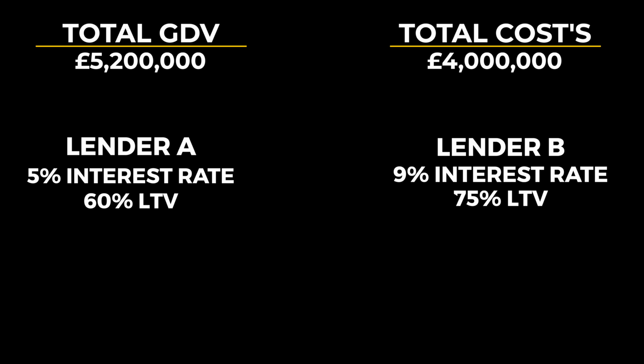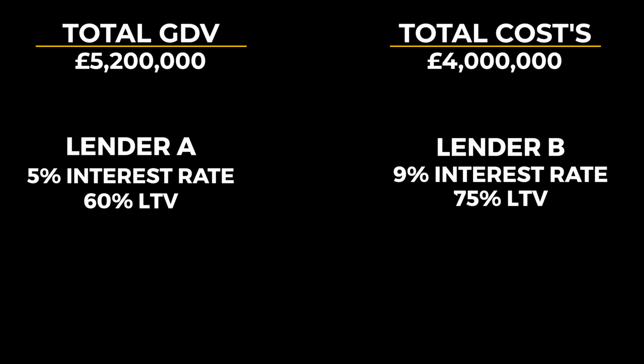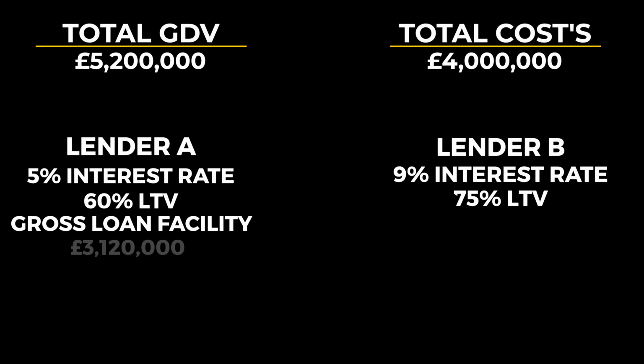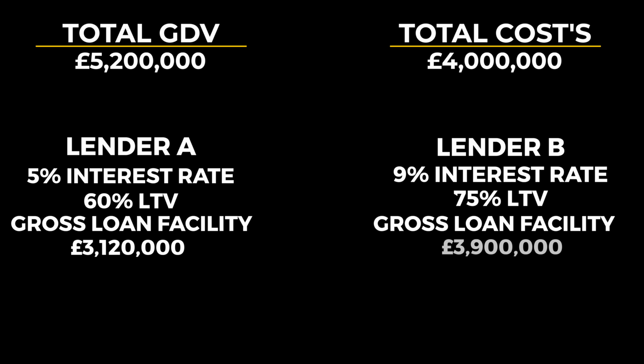If we just went with the cheapest, we'd instantly think that lender A is the better option because they are 5% versus 9%. But let's take this a step further. Based on these loan to values, lender A's gross loan facility would be £3.12 million. Lender B's gross loan facility would be £3.9 million.